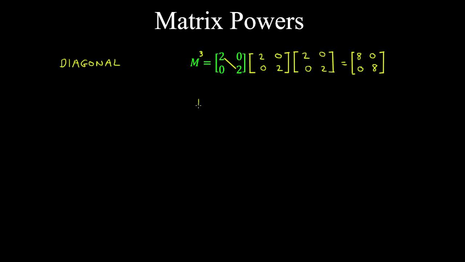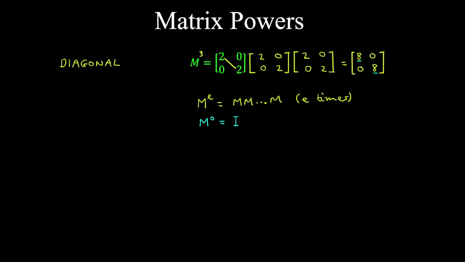So more generally, m to the power of some exponent e is m multiplied by m e times. And m to the 0, being a special case, is the identity matrix. So recall that this identity matrix would have 1s on the diagonal and 0 everywhere else.